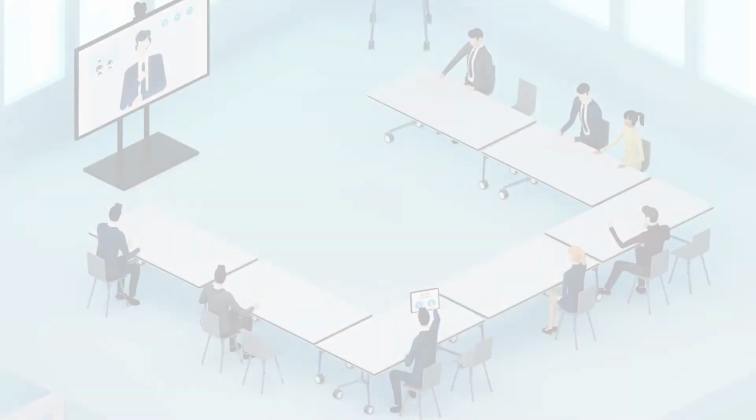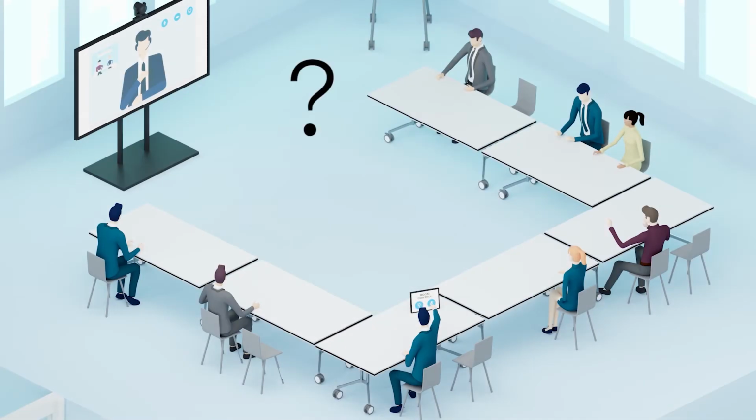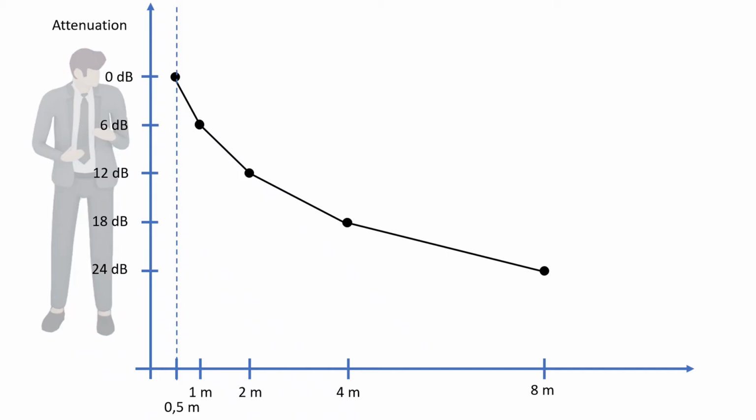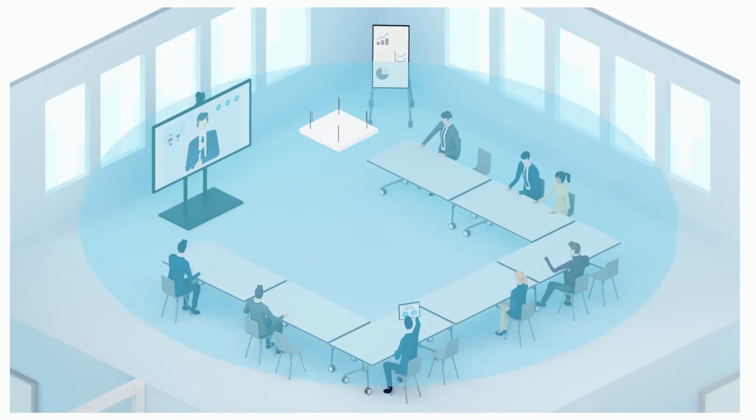Two questions need to be answered. How many microphones are required, and where's the best mounting location? The capture zone for the microphone is large, but has of course limitations. Sound pressure level decreases over distance by 6 dB every doubling of distance. This means that speakers are picked up more quietly as the distance to the microphone increases.